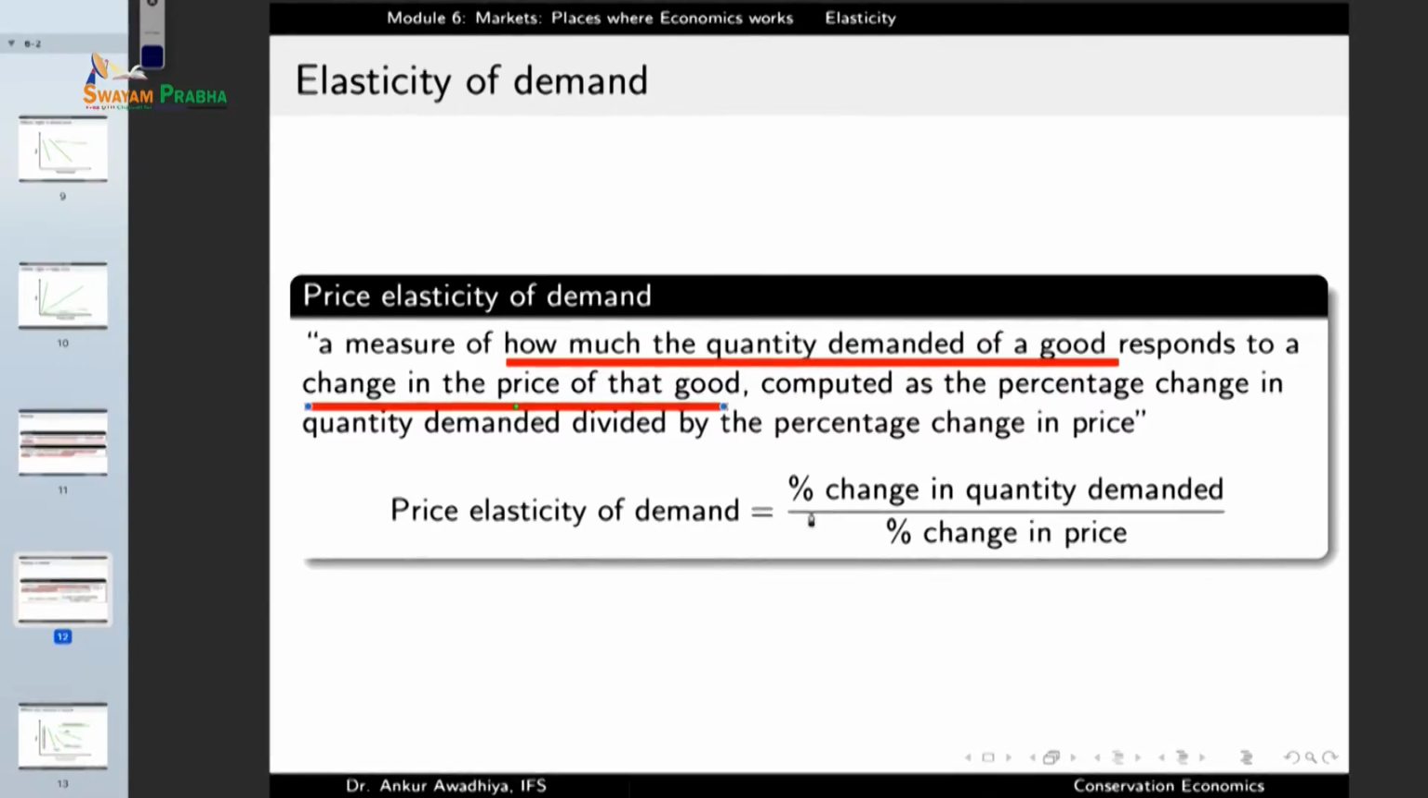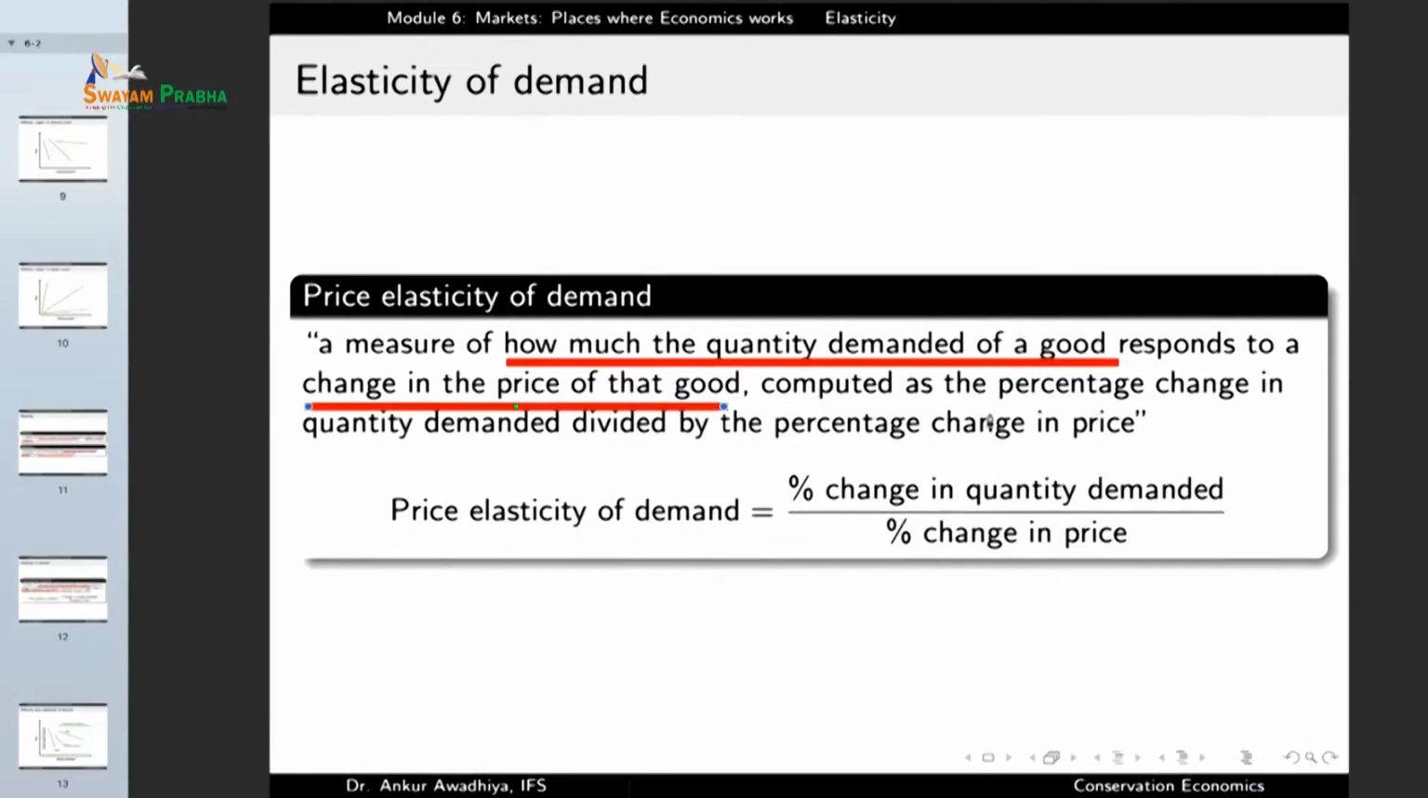So we are saying that there is a change in price and there is a change in the quantity demanded. The price elasticity of demand is the percentage change in the quantity demanded. That is, whether you have decreased your consumption, say from 30 kgs to 27 kgs. So there is a 10% decrease because you are reducing it by 3 kgs. If you reduce it from 30 kgs to 15 kgs, then there is a 50% change. So this is what is there in the numerator: percentage change in the quantity that is demanded divided by percentage change in price.